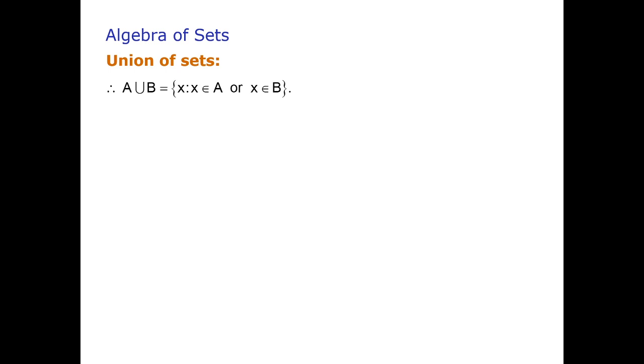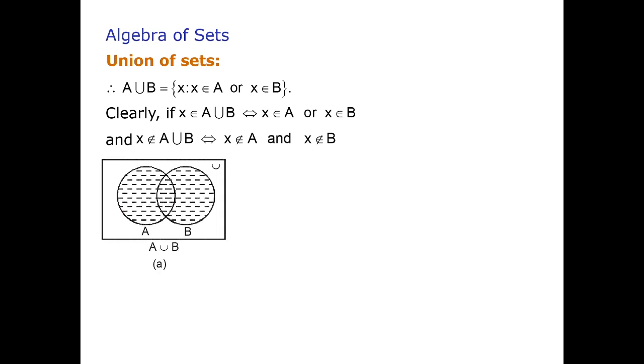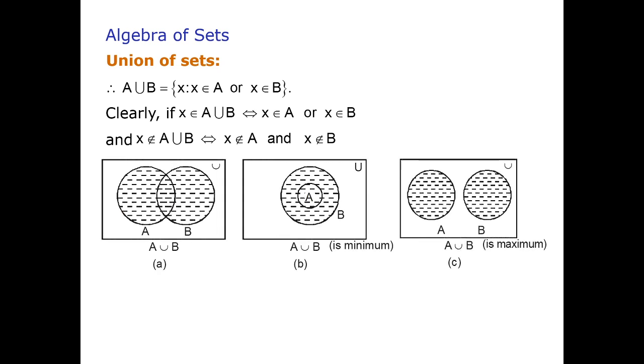Union of sets. You can see that A union B is nothing but the collection of all those x such that x is a member of A or x is a member of B. Clearly, x is a member of A union B if and only if x is a member of A or x is a member of B. But if x is not a member of the union, then definitely it is not a member of any of the sets. So these are some pictorial representations. You can visualize it. Union is nothing but simply merging two sets together.